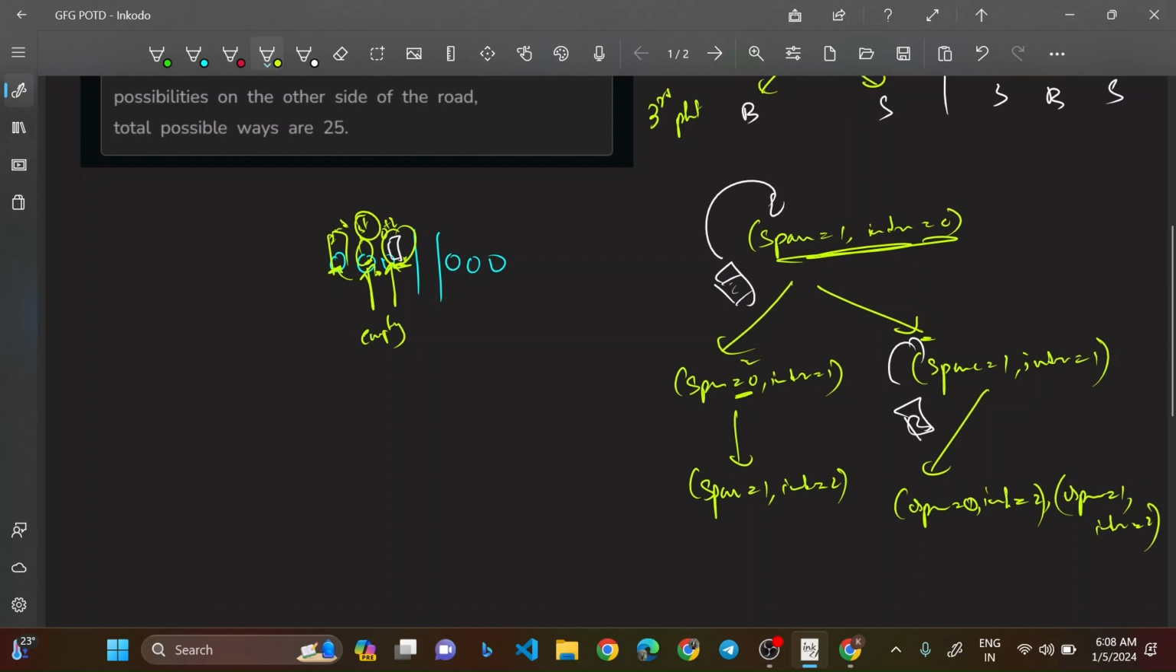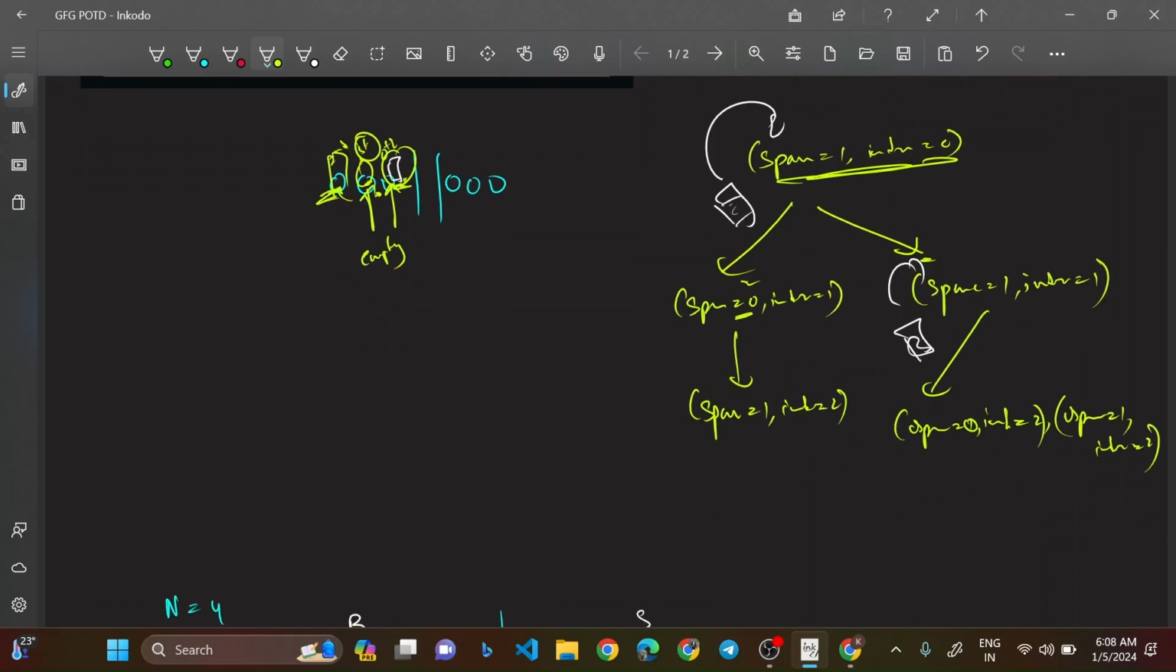Okay, now you have come to index 2. Now you have come to this particular index. Now what are the 2 options? Either you can construct a building or do not construct, because you have a space here. So if you're trying to construct a building at this point, what is the recursion that you'll call? Space equal to 0 and index equal to 3. And here, or you can leave it empty, space equal to 1 and index equal to 3. So similarly you can write here as well.